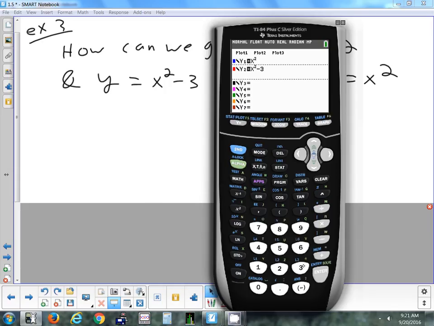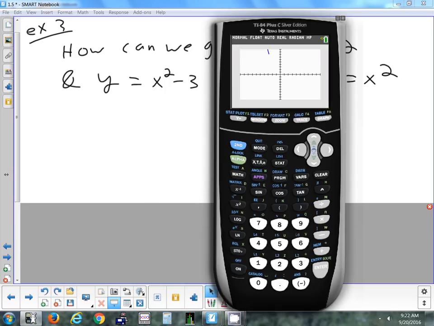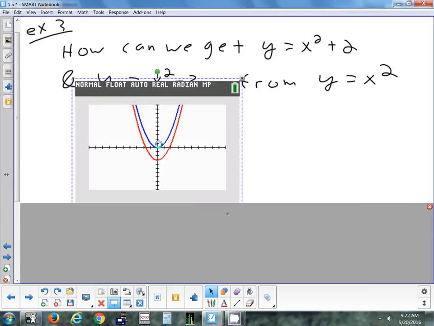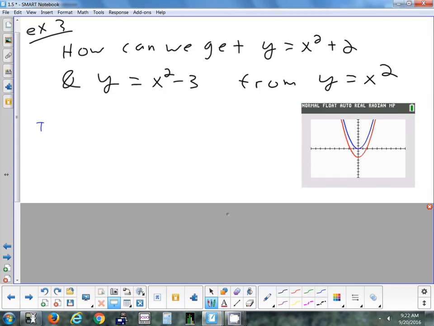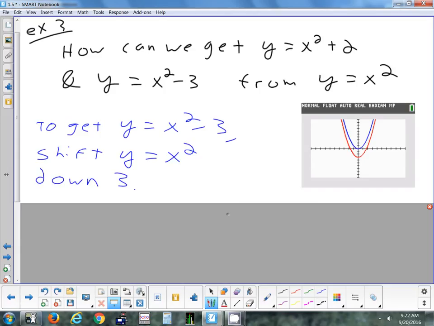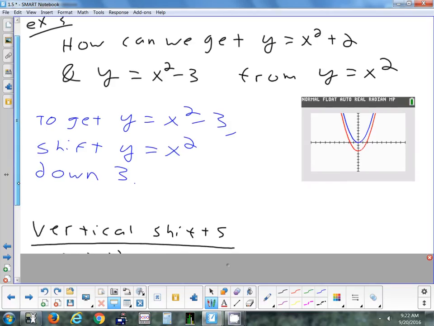So I've got the original in blue and the new one in red. And sure enough, it does shift it down 3 units. So to answer the question, how do we get from y equals x squared to y equals x squared minus 3? We need to shift y equals x squared down 3. And this is an example of a vertical shift.